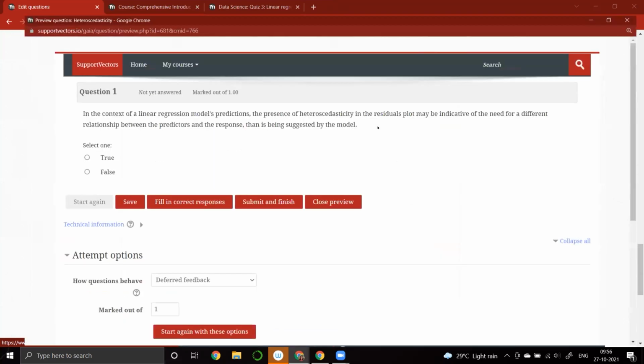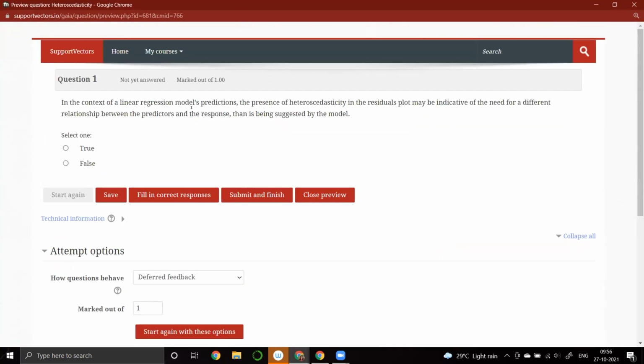In the context of linear regression model predictions, the presence of heteroscedasticity in the residuals plot may be indicative of the need for a different relationship between the predictors and the response than is being suggested by the model. This is true, like how we saw in the previous question, right? There is a pattern. So heteroscedasticity will give us a pattern. So we need to build a better model.